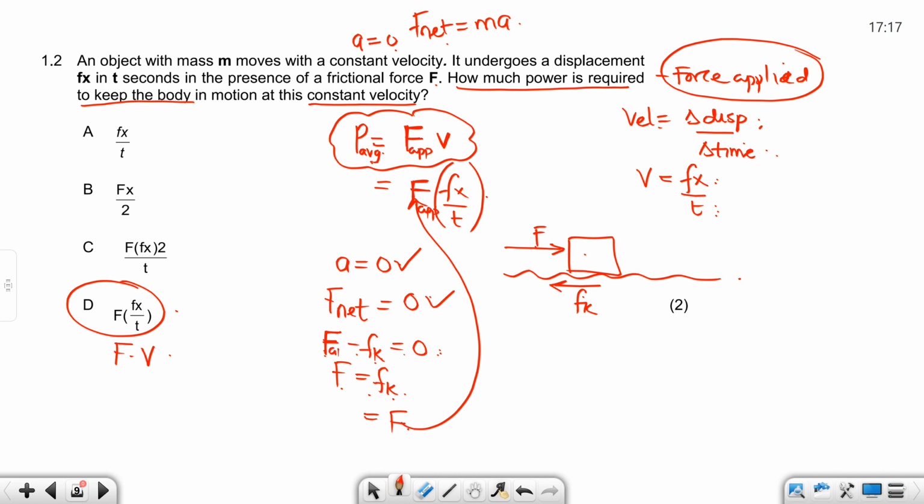So what do we have here? Force applied minus friction equals to 0. What is force applied? Equals to friction. But what is our friction? The examiner gave us as what? Capital F. So it means my force applied is F, which I brought in back there to give us F, Fx over T.